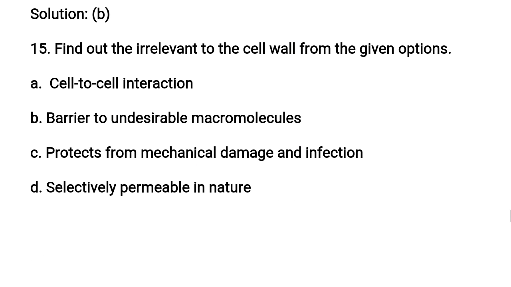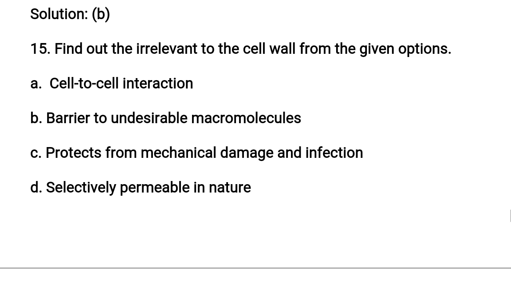So 15th question. Find out the irrelevant option to the cell wall from the given options. We need to find the irrelevant option regarding the cell wall from A, B, C, D. Now let's see the options. A, cell to cell interaction. B, barrier to undesirable molecules. C, protects from mechanical damage and infection. D, selectively permeable in nature. Students, in the question they mention very clearly the characteristic irrelevant to the cell wall.